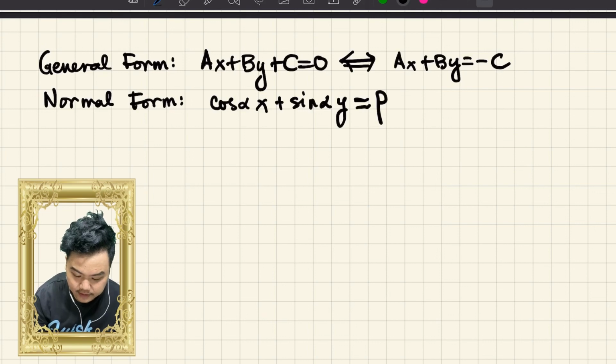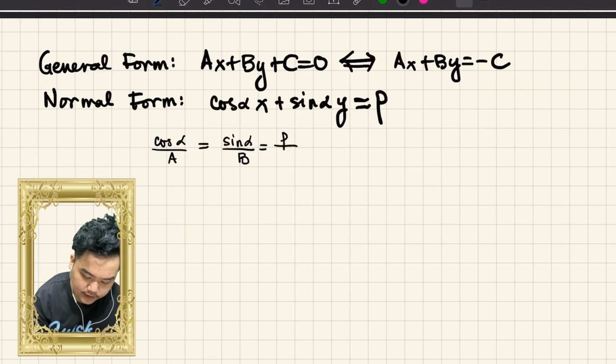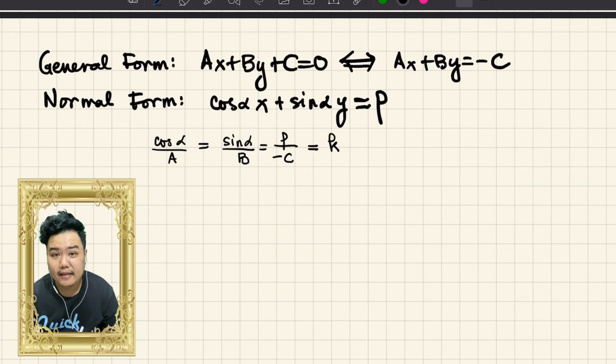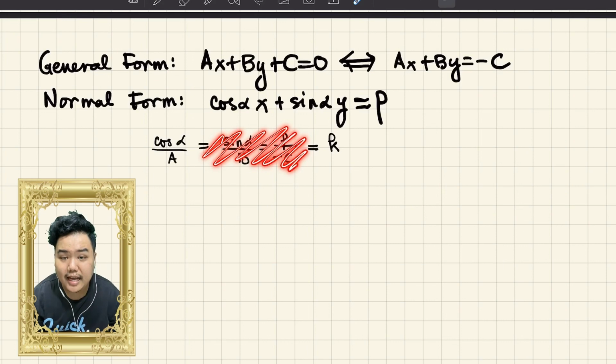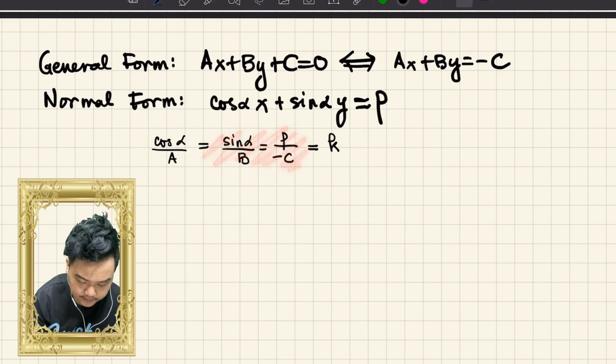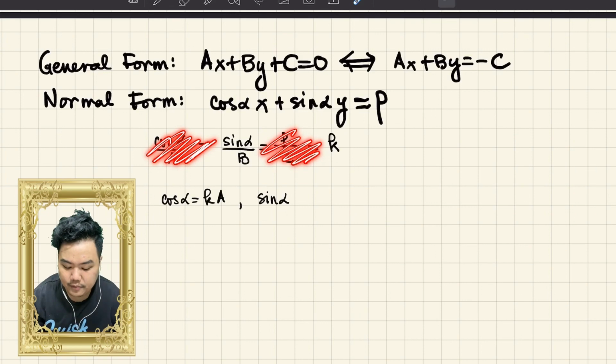Or equivalently, kapag kinuha mo yung cosine alpha over A, equal dapat yan sa sine alpha over B, equal siya sa rho over negative C. So, equal lang yan to some number na itago natin sa pangalang k. Okay? So, takpan natin to, masosolve mo yung cosine alpha. So, cosine alpha is ka. Tapos, ang sine alpha, takpan ito, tsaka ito, makakompute mo siya as bk.